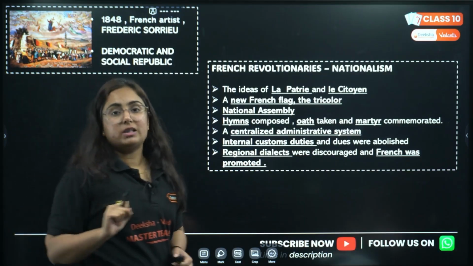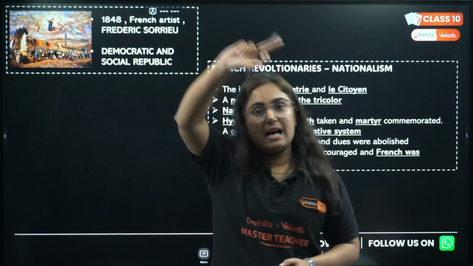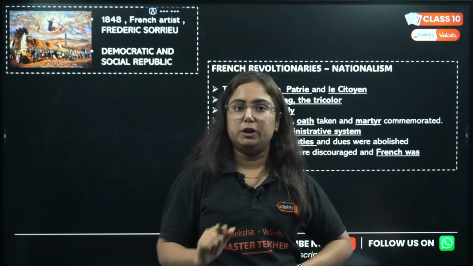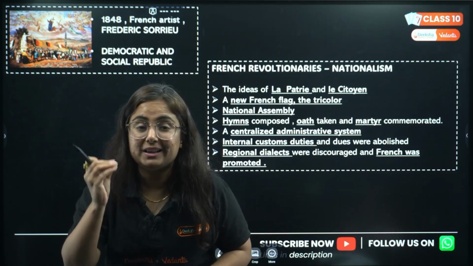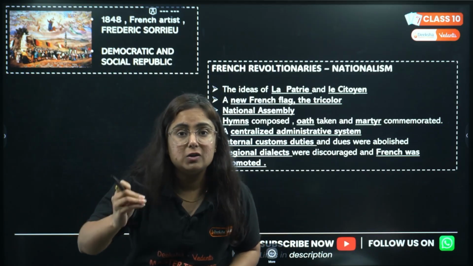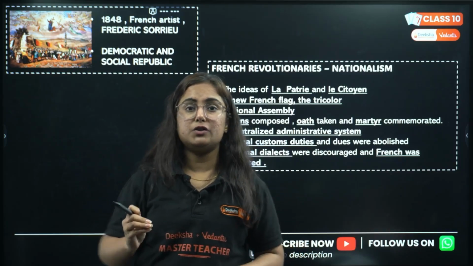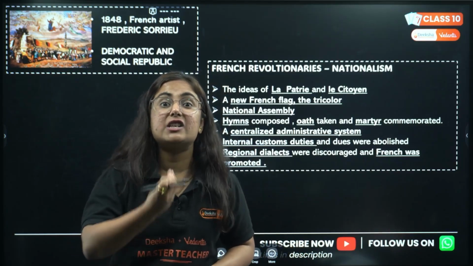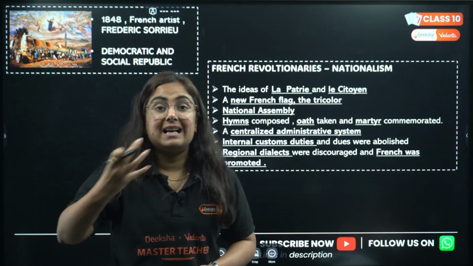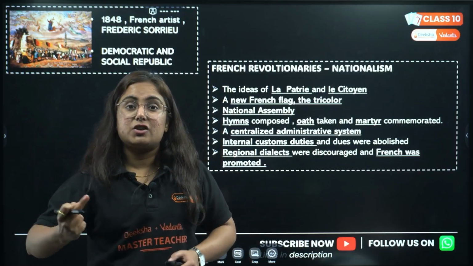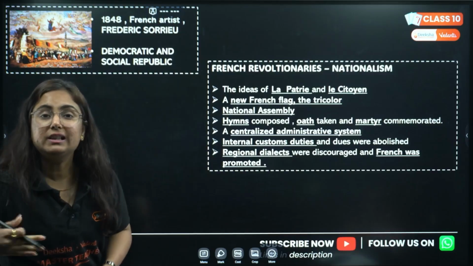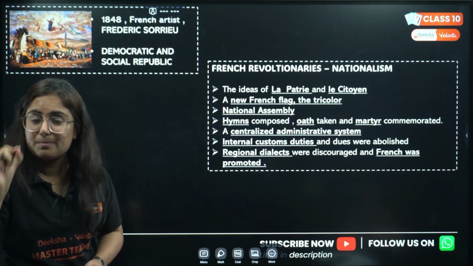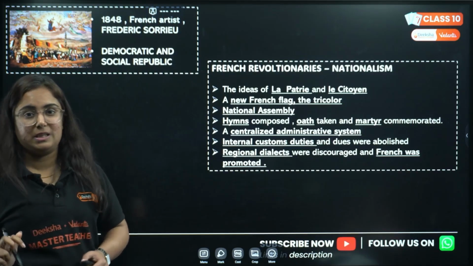The next important topic, which we studied in class 9th, was the French Revolution. But in the French Revolution there was one common thing we have seen, that all those people who were participating in the French Revolution had a feeling of nationalism. They were considering that territory as a nation. How did that nationalist feeling come within the revolutionaries? This is the most important and most asked question in our CBSE board.